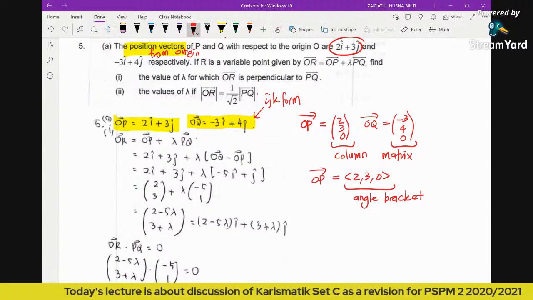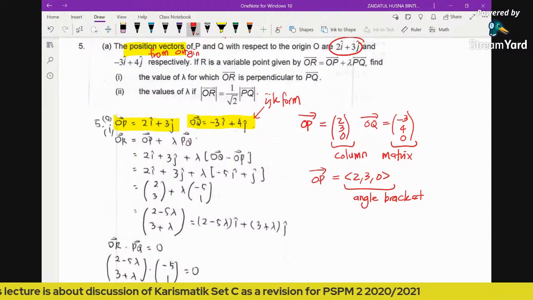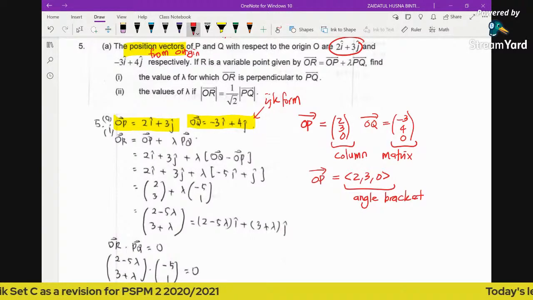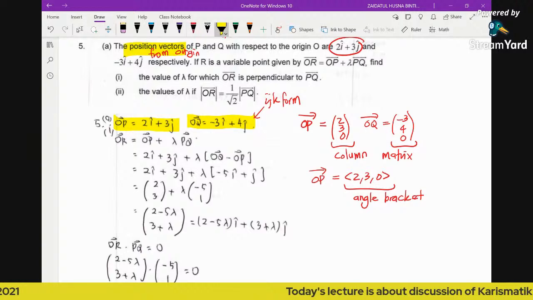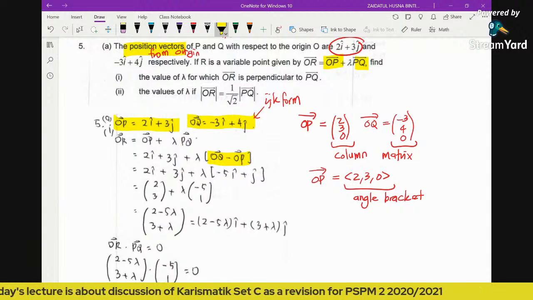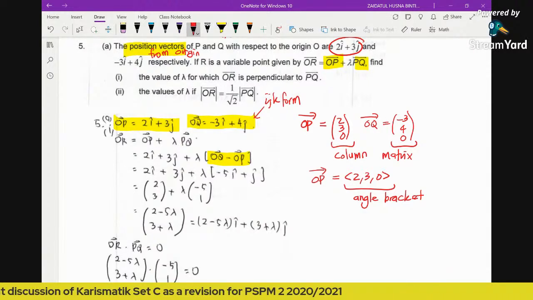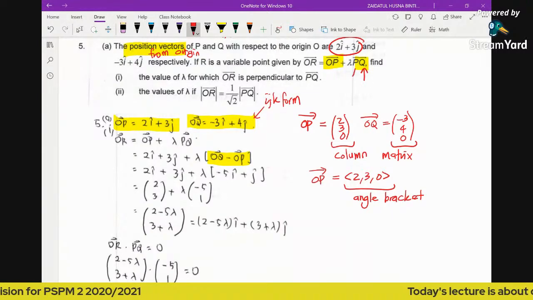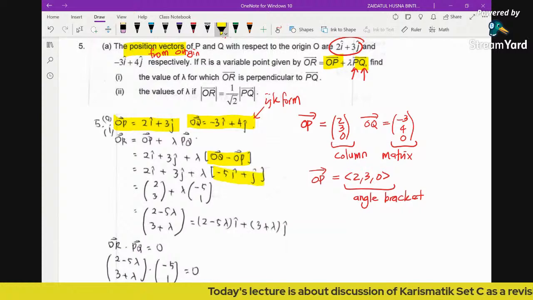Alright, so now if R is a variable point given OR is equal to OP plus lambda PQ, find the value of lambda. What you need to do is just substitute the vectors of OP. And how can we find PQ? PQ is basically OQ minus OP. Please remember, if you have a vector and want to express it in position vectors, it's the back minus the front. It's OQ minus OP. Substituting OP and OQ into this will give you this.